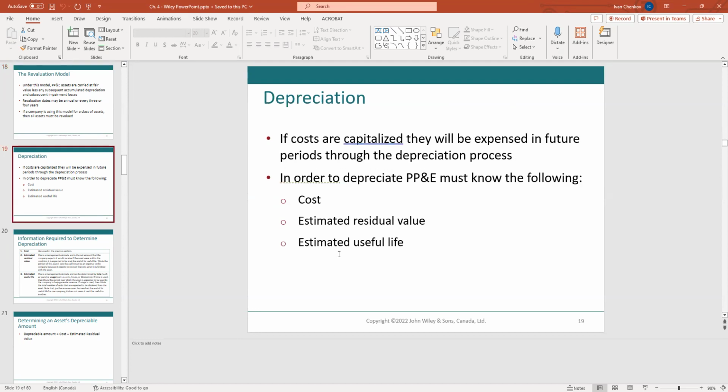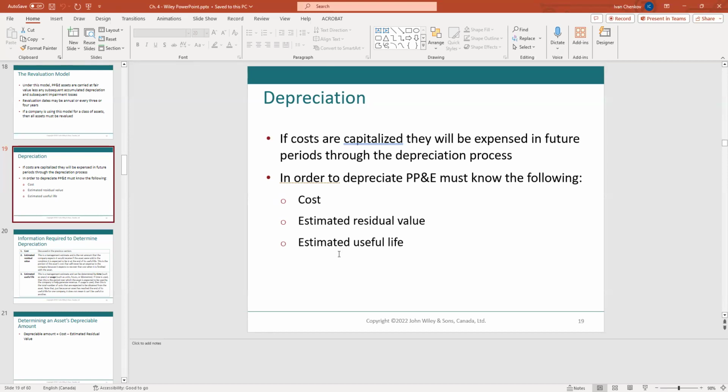Depreciation. What's depreciation? If the cost is capitalized, then there will be an expense in the future as a depreciation expense. So every time we purchase assets which we're using to generate income, we have to transfer that cost into the depreciation expense, because the value of the asset depreciates.